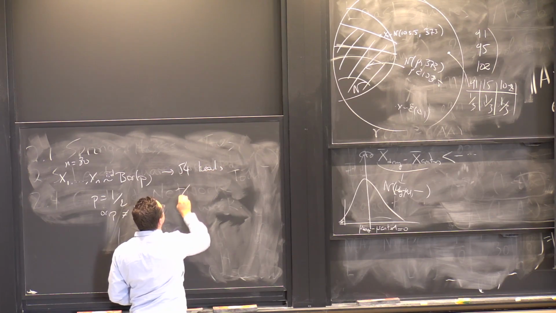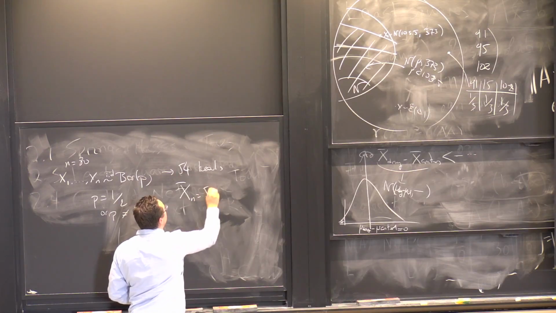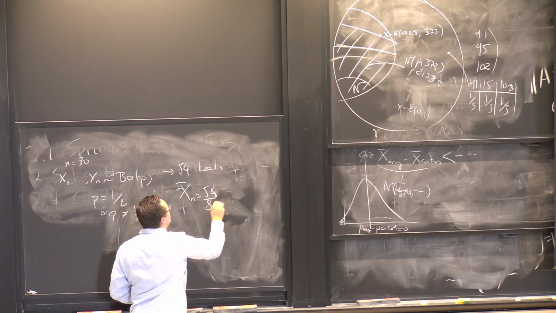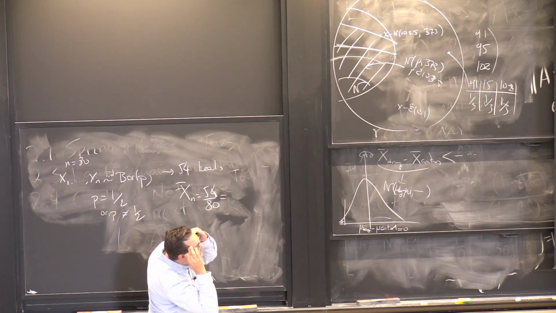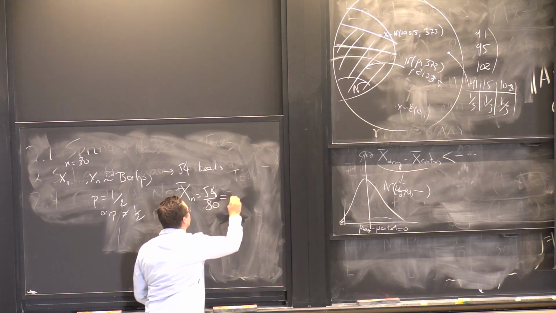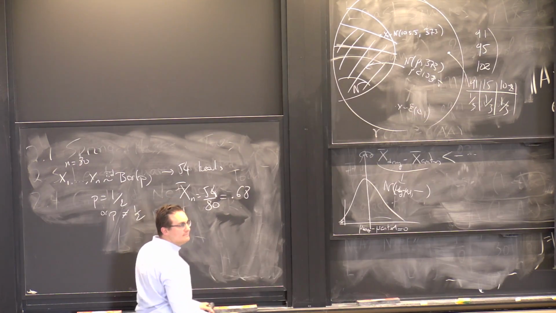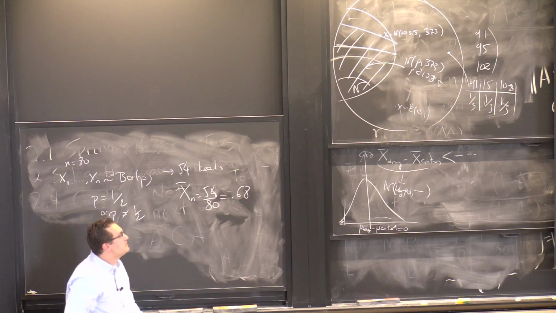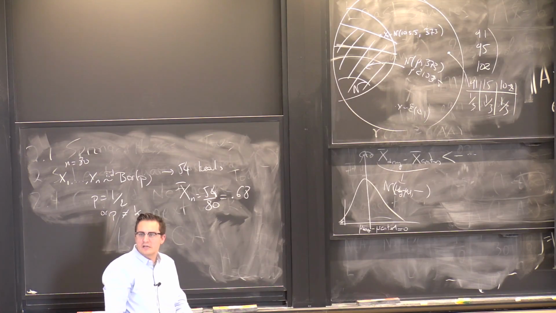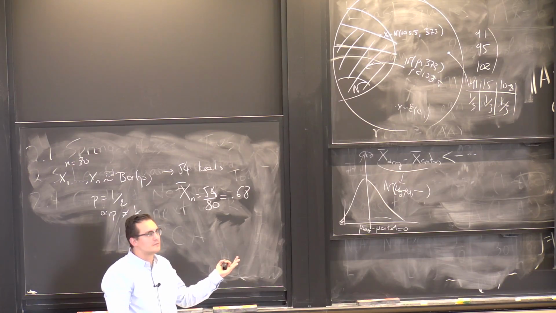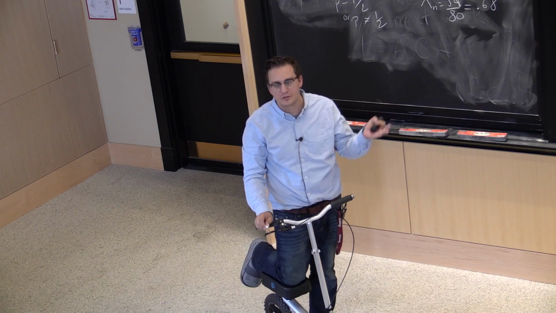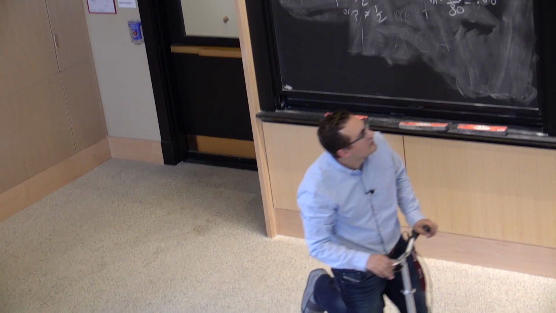Heads, which means that my xn bar is 54 over 80, which is 0.68. All right. So I have this estimator. It looks pretty large, right? It's much larger than 0.5. So it does look like, my mom would certainly conclude that this is a biased coin for sure, because she thinks I'm tricky.